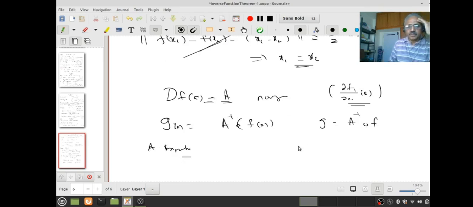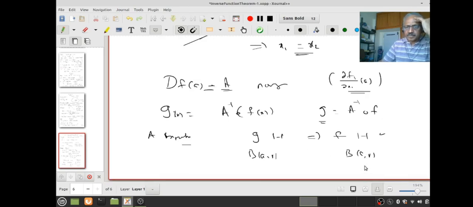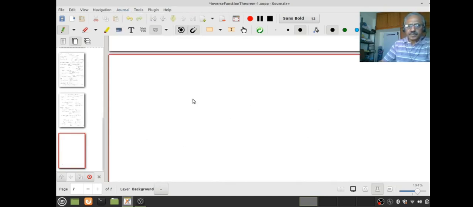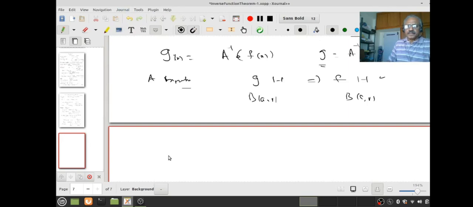right? So if I prove g is a bijection, that is g is 1-1, and since A is 1-1, should it imply f is 1-1? If I say g is 1-1 on some B_R, does it imply f is 1-1 on B_R? Suppose I prove that. Yeah, that's clear. Why?